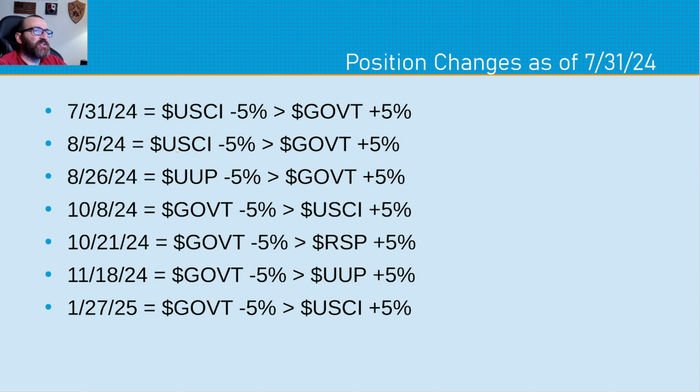So now speaking of that, position changes. Since July 31st, which was our first position change, which was decreasing our USCI, which is our commodities ETF, by 5%, and increasing our government bond position with our GOVT ETF plus 5%. And we have each time our position changed. And then most recently this week on Monday, January 27th, 2025, I decreased the government bond position by 5%, and I took that 5% and put it into commodities and increased it by 5%.